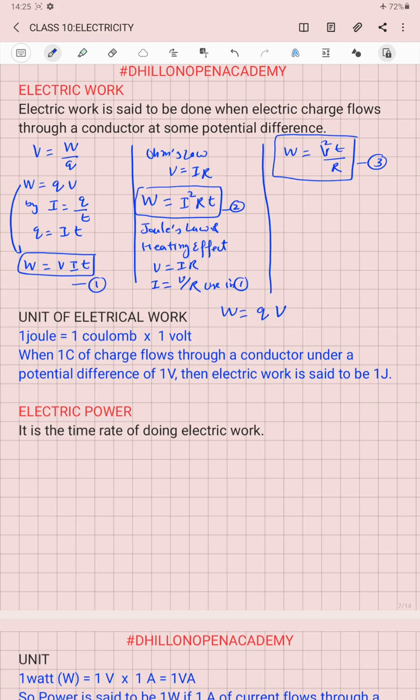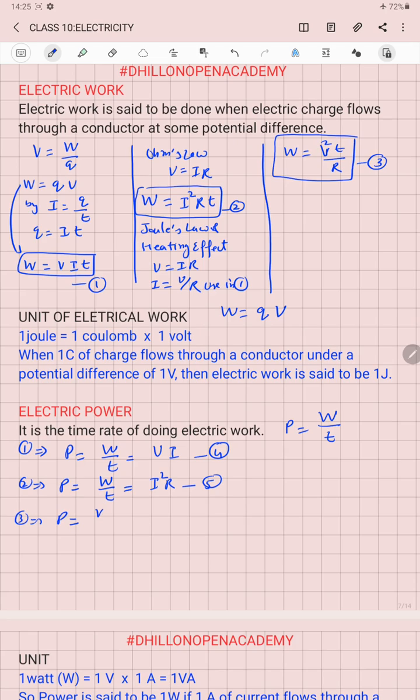Next, power. Electric power is the time rate of doing electric work. That is, power is equal to electric work divided by time taken to do that work. So from the first, second and third equation, power is equal to work over time, which will be equal to the product of voltage and current. This is the fourth equation. From the second equation, power is work done over time, which will be equal to I square into R. This is the fifth equation. From the third equation, power, which is work over time, will be equal to V square over R. This is the sixth equation.